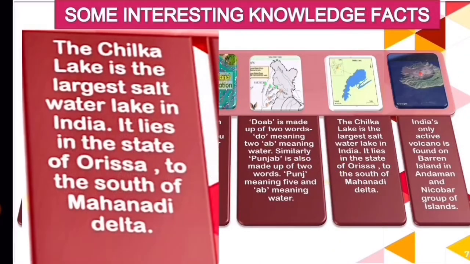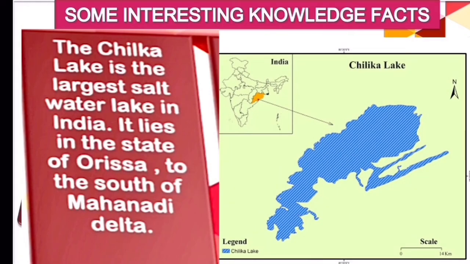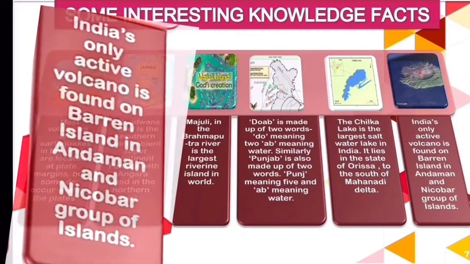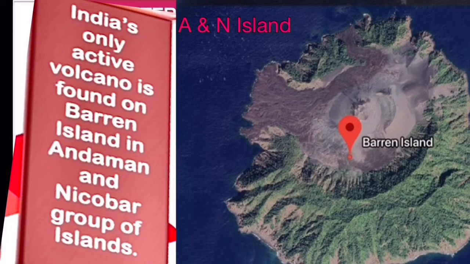Fifth, Lake Chilika on the coast of Orissa is the largest saltwater lake in India, which is lying to the southern part of the Mahanadi Delta. Last, India's only active volcano is found on barren islands in the Andaman and Nicobar group of islands, while the Deccan Plateau had volcanic eruptions in ancient times, but the volcanoes are dormant today.